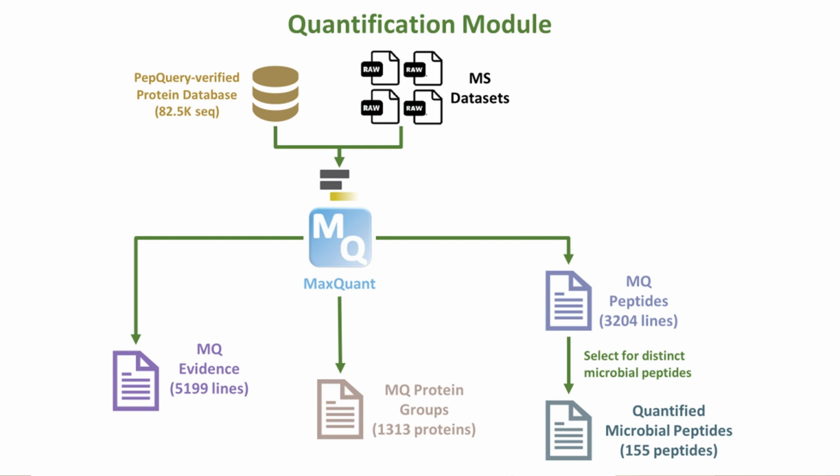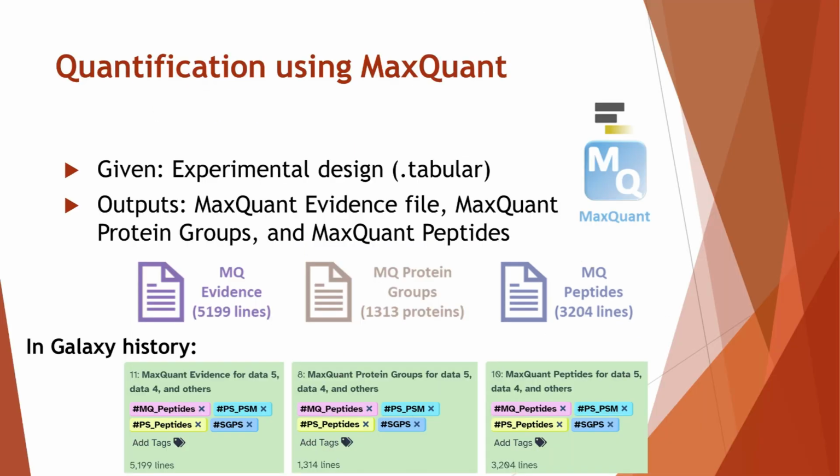Next, we will cover the quantification in more detail. Just as we did in Module 2, we have provided a file called Experimental Design for MaxQuant that will tell it how to organize and analyze our sample datasets. MaxQuant will search the peptides and proteins from our sample MS data against the verified database to perform quantification. The outputs we are interested in are the evidence file, protein groups, and peptides.